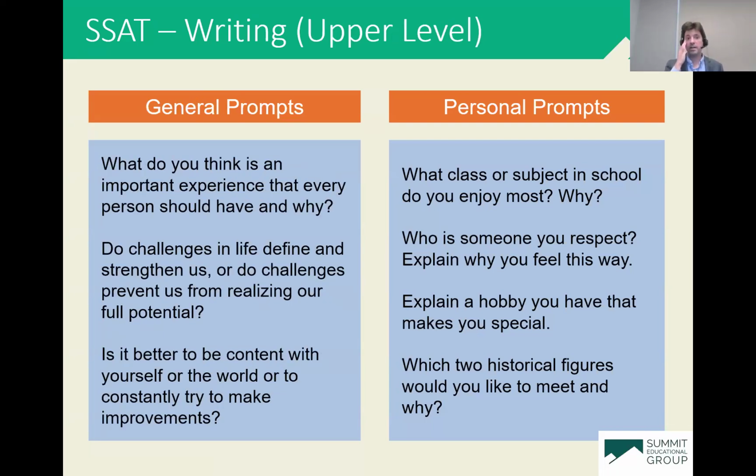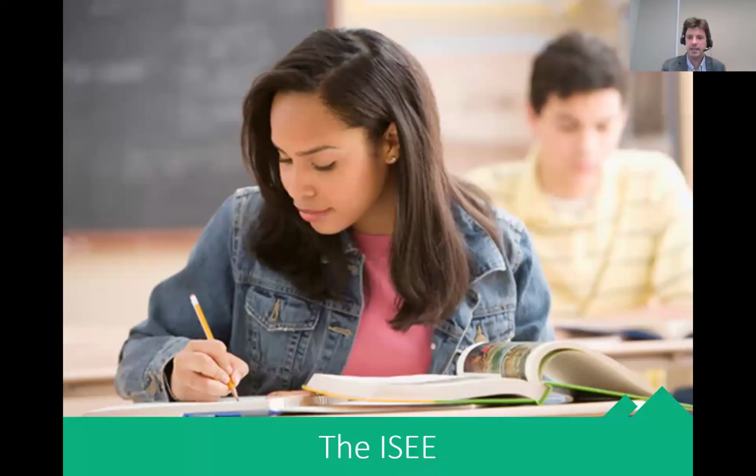This is what it looks like on the upper level. Again, that personal prompt, like who is someone you respect and why. And then there's more of a general prompt. This is sometimes a little bit more of a philosophical question, like do challenges in life define or strengthen us, or do challenges prevent us from realizing our full potential? Again, they're giving students two options just because they want to make sure that the student can read the prompt and be able to write an essay around that prompt. But that's what the prompts on the SSAT look like.